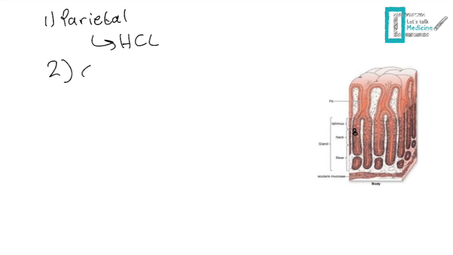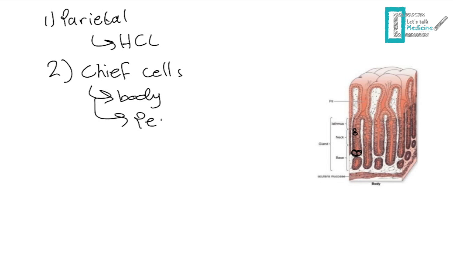The second type is the chief cells. Chief cells are present in the body, in the lower body or in the base here, and they produce pepsinogen. Pepsinogen is later converted into pepsin that can digest proteins. That's why it's important that they are present in the base of the gland, because pepsinogen can go all the way up here before it gets activated by the low pH or hydrochloric acid.